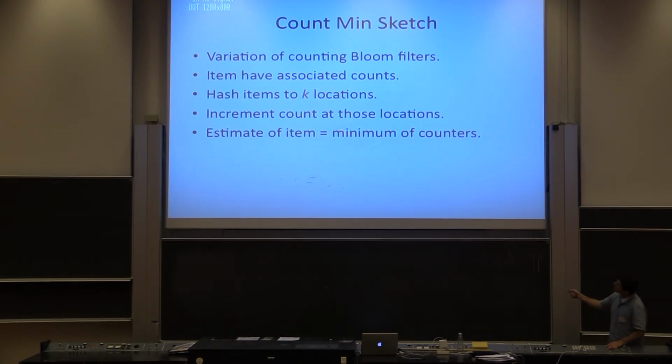And it's going to work essentially the same way. I'll hash the items. Every time I see an item, I'll hash it to k locations. I'll correspondingly increment the count at those locations. And then my estimate for an item, or one possible estimate for the item, is the minimum over all the counters.